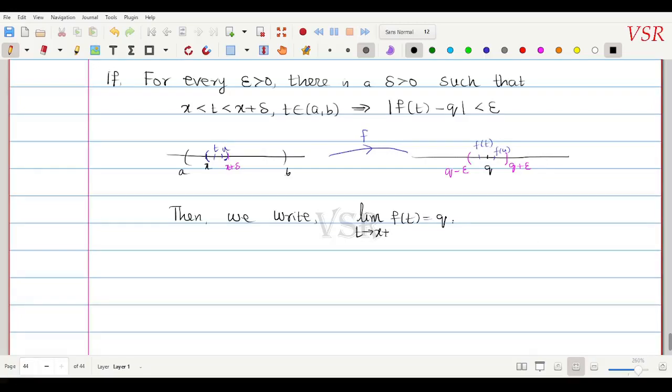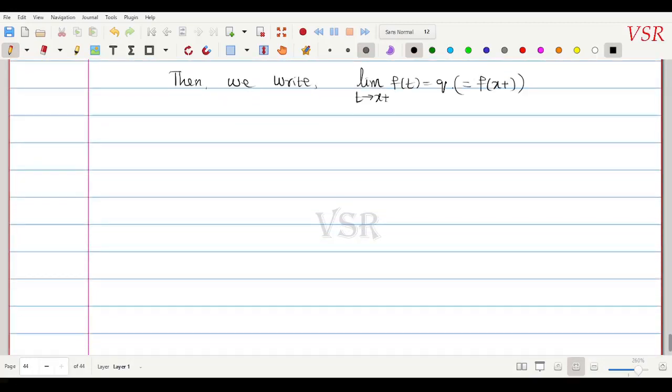And this q, I usually call it by the notation f of x plus. So the name of this is f of x plus. For every epsilon positive there is a delta positive such that whenever x is less than t, which is less than x plus delta, this implies that modulus of f of t minus q is less than epsilon. Here the notation is, okay.